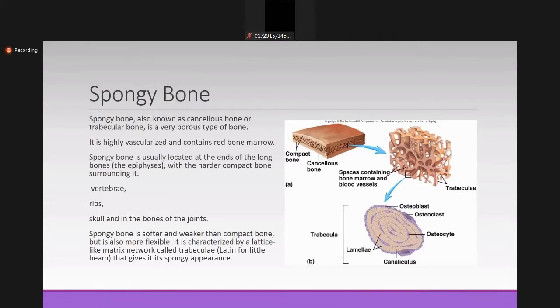The spongy bone is softer and weaker than the compact bone, but is also more flexible. It's characterized by a lattice-like matrix network or the trabeculae. So this is how you have the gross appearance of the spongy bone. And these hollow spaces are where we have the bone marrow.